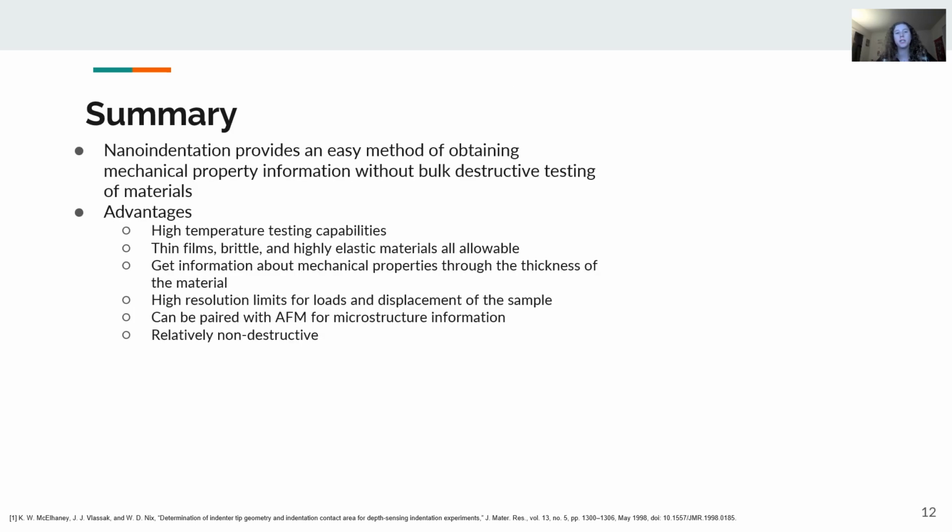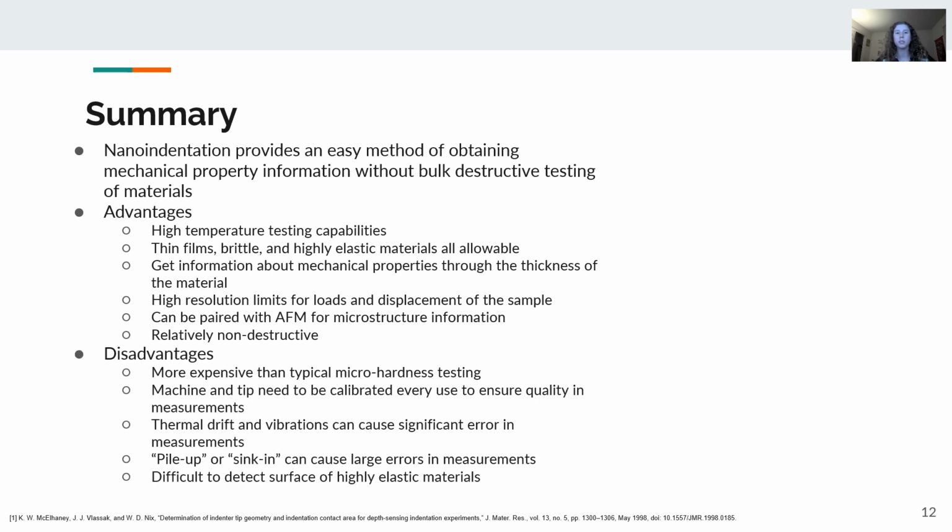So overall, nanoindentation is an easy and relatively non-destructive method of obtaining mechanical property data of materials and their small scale features. And a lot of the advantages include that you can have high temperature testing, you can indent thin films, brittle materials, and highly elastic materials. You can get information over the course of depth. You can couple with AFM, and there is extremely high resolution in the measurements.